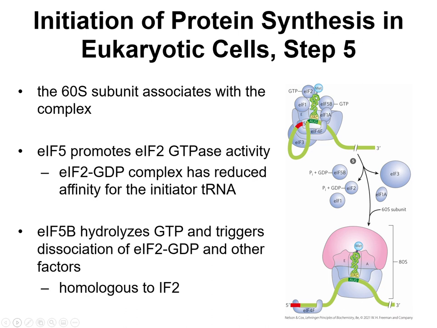So the 60S subunit associates with the complex once the AUG has been found. EIF5 promotes EIF2 GTPase activity. So the GTPase activity just means hydrolyzing GTP. And once that happens, that EIF2 that has GTP bound, when it hydrolyzes GTP, it has less affinity for the initiator tRNA that it helped recruit. So it's going to fall off of the complex.